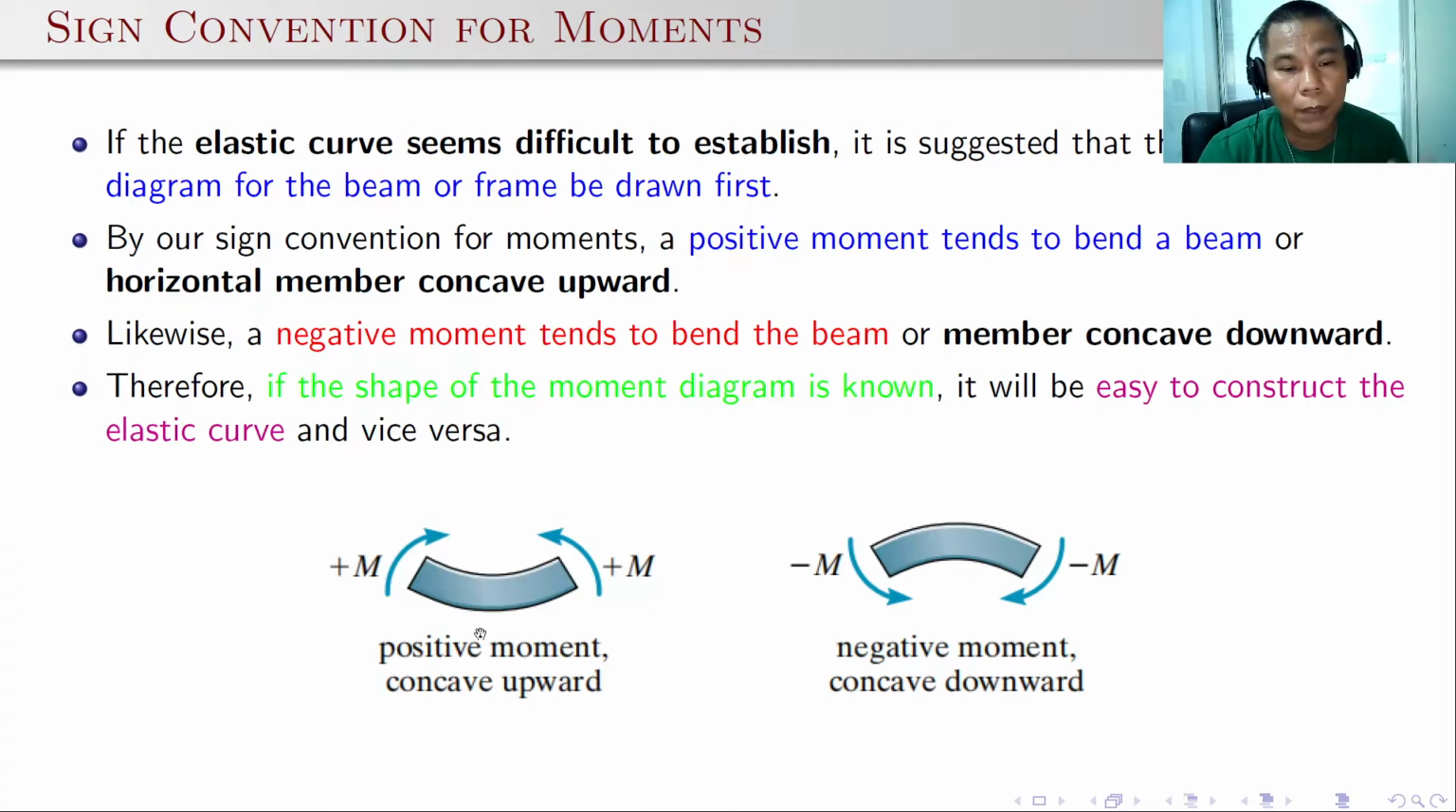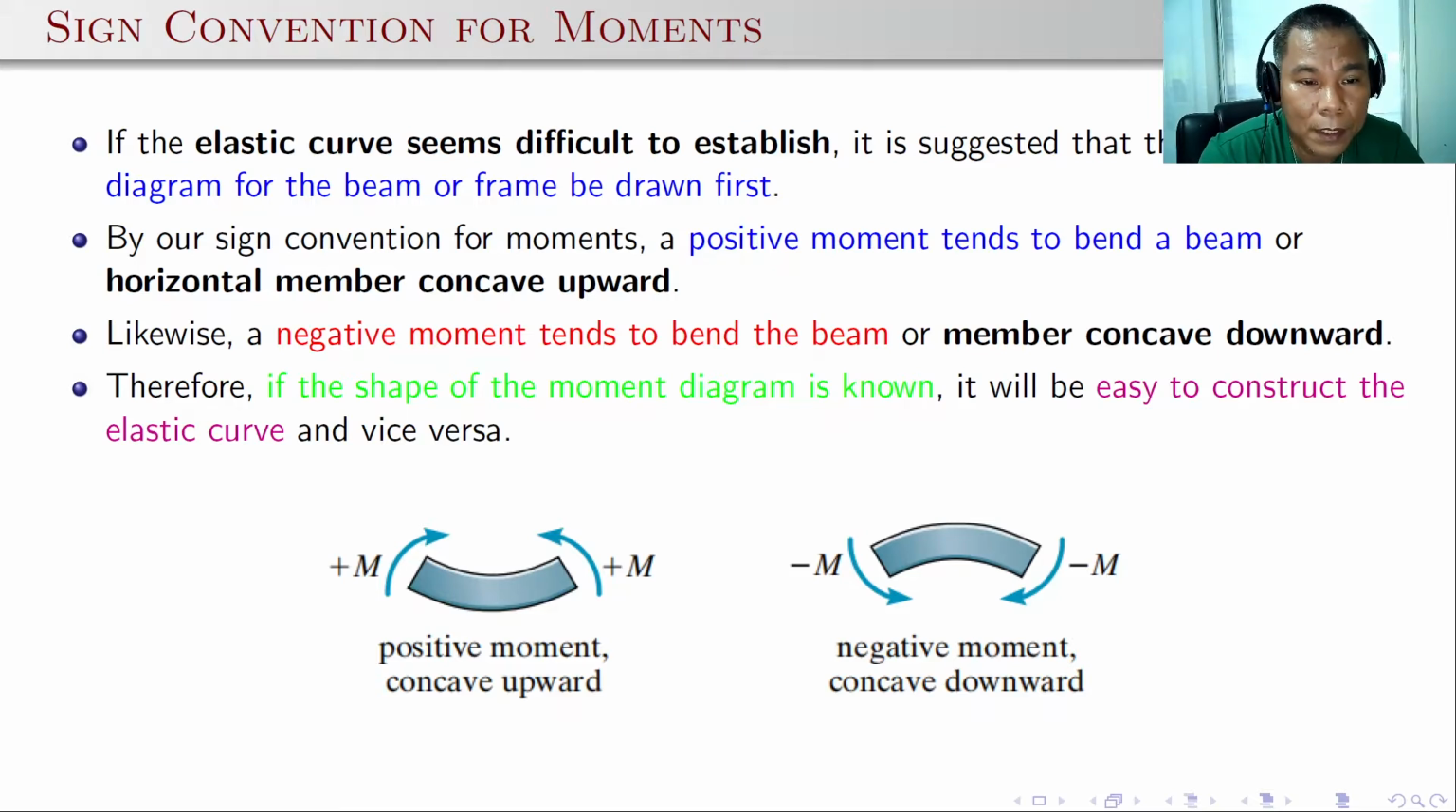So if we have the moment here clockwise and counterclockwise, then the member will be concave upward. That's the effect of the positive moment. Likewise, a negative moment tends to bend the beam or member concave downward. So it will go in that direction, counterclockwise and clockwise. That's a negative moment. So we have a concave downward.